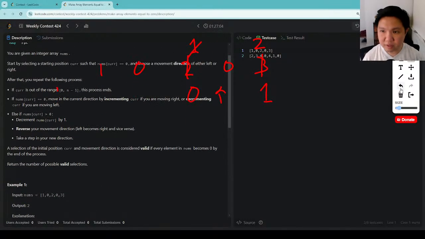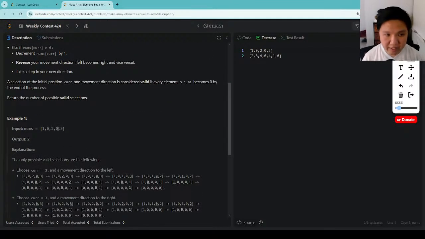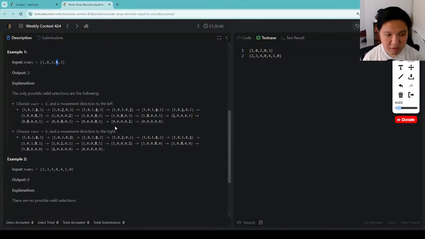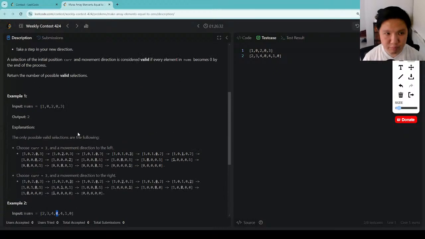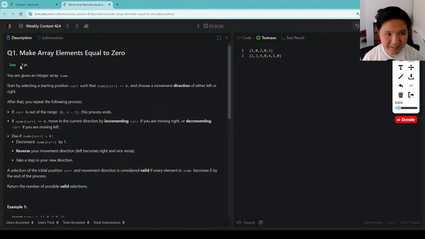Okay. This is almost like a math problem. The number of possible valid selections. So here, there's only one valid selection if we have to start here. If we start on this 0, we can move in either direction and be good. Here, there are no possible valid directions. How do we know? Well, it seems like what we have to do is bounce between two sides of the array.